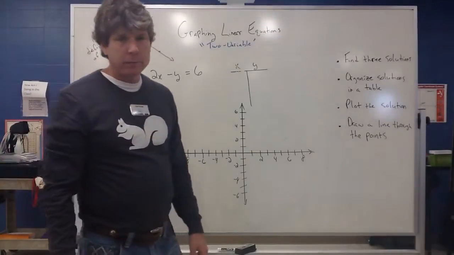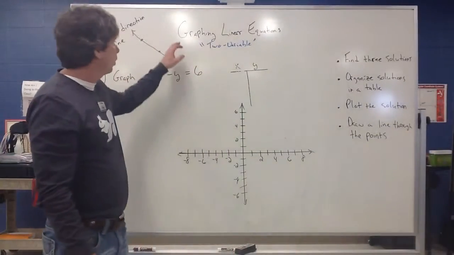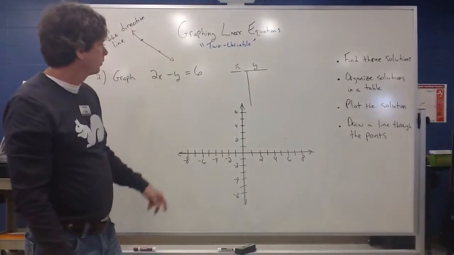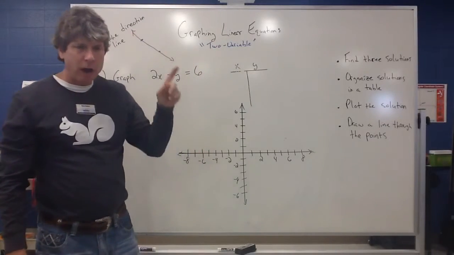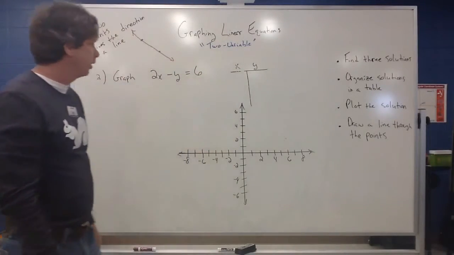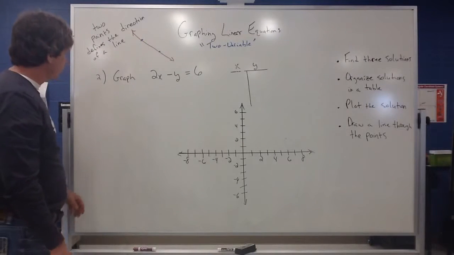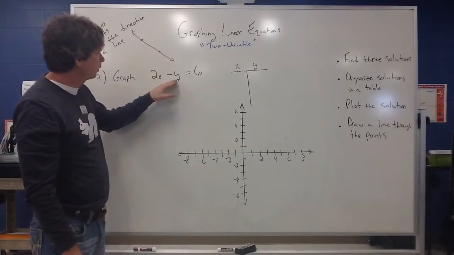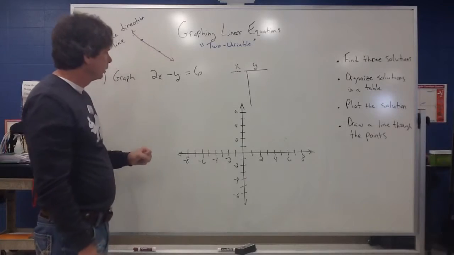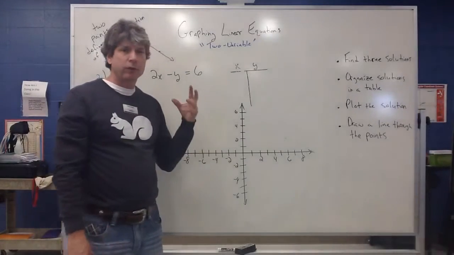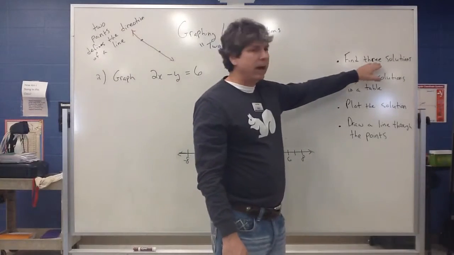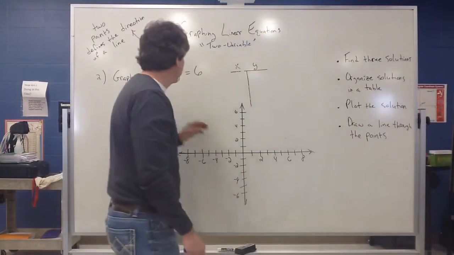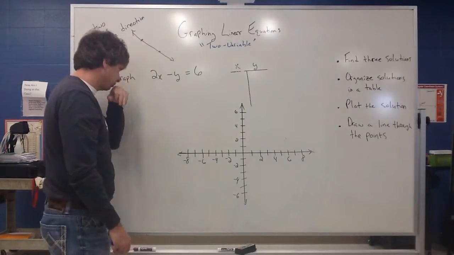So welcome back. We're going to continue work with graphing linear equations. Again, linear equations, we have this two variable concept, where probably more commonly the x and the y are our variables. So we want to graph 2x minus y equals 6. The way we graph this is we're looking for solutions to this equation. Our goal is to actually find 3 solutions that satisfy this equation.